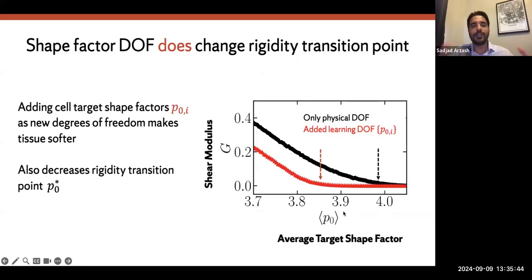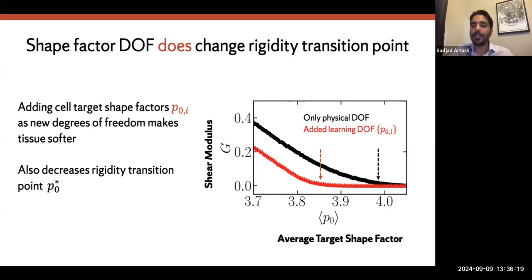So stiffnesses actually don't matter. Basically, they can't tune the rigidity transition point. So then we focused on these target shapes, these P0 values. And we can look at the shear modulus versus here. Now it's going to be the average target shape, because these target shapes are a distribution now. It's a normal distribution that stays fixed in this optimization problem. And then basically the black one is the usual scenario. The red one is after adding these shape factors.